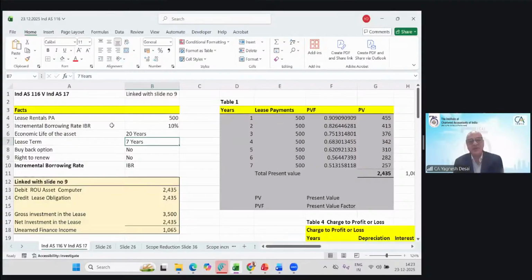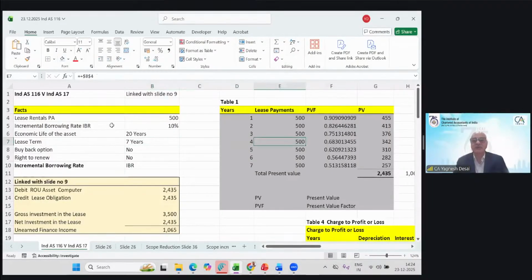It is still a tangible asset. It is presented as a non-current asset on the asset side of the balance sheet under the main nomenclature non-current assets, property, plant and equipment, either as a separate line item or clubbed with the relevant item. But in that case, you have to give the disclosures. So here is an example: 20 years economic life, but the lease term is 7 years, no buyback option, no right to renew. Still, the lessee has to recognize the ROU.